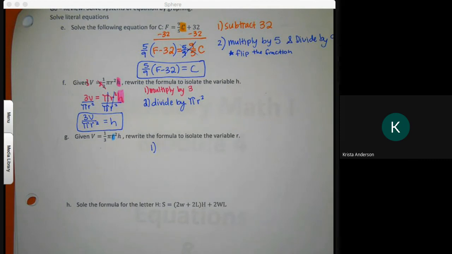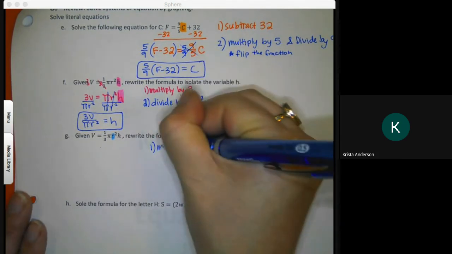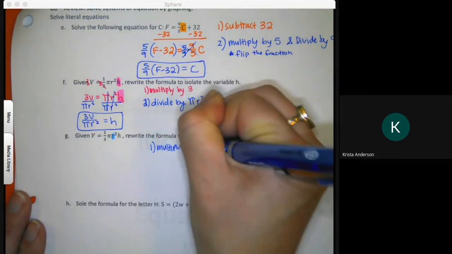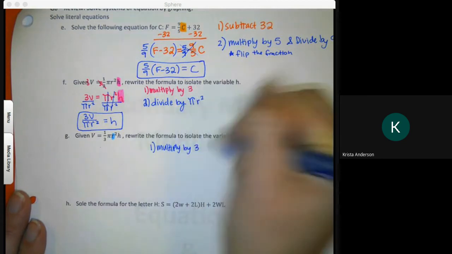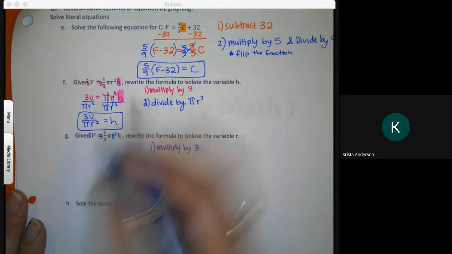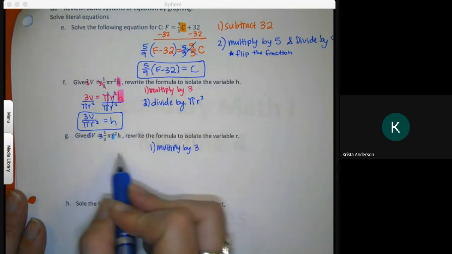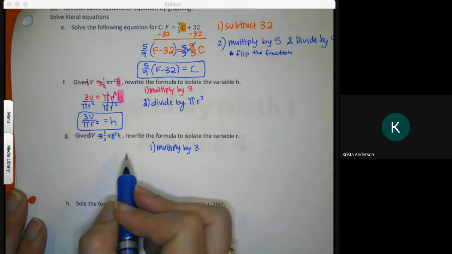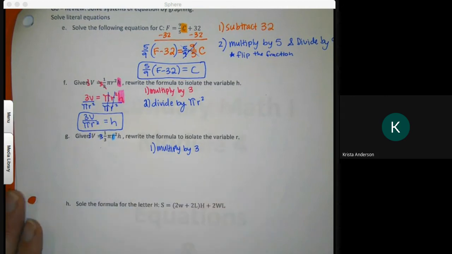What was the first move? Yes. Multiply by 3. When I multiply by 3, what will I write for my line? My first line. Anybody want to try?